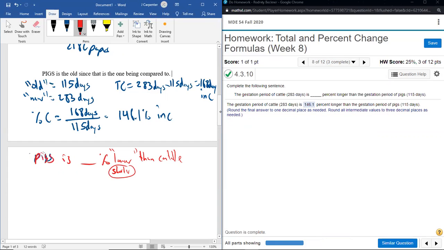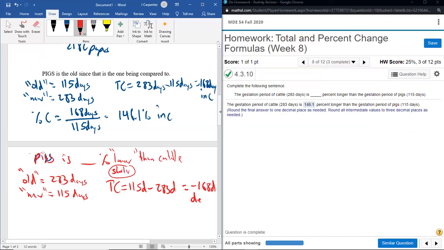All right, so now we're going to call the cattle, which is 283, the original. The new will be the pigs at 115, all in days. So our total change is the 115 days minus the 283 days, which would be negative 168 days, and that would be a decrease. So it's 168 fewer days. The pig's gestation period is 168 days less than the cattle.